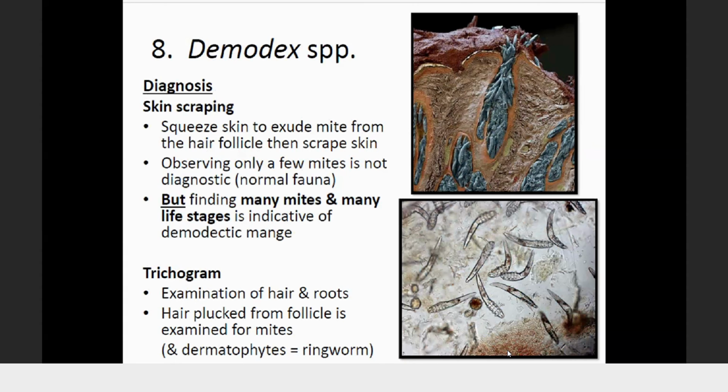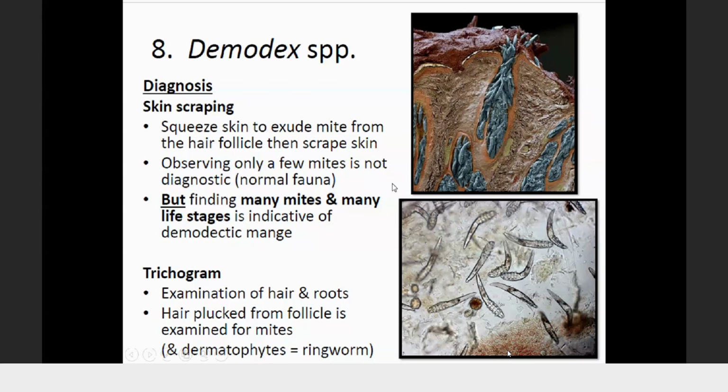And then for the lesions, you can do scraping. First you squeeze the skin to extrude the mites from the hair follicles. Observing only a few mites is not diagnostic because of normal fauna. However, finding many mites and many stages is indicative of the disease. Another thing is the history of evaluation of susceptible animals is also useful in cases of demodicosis.